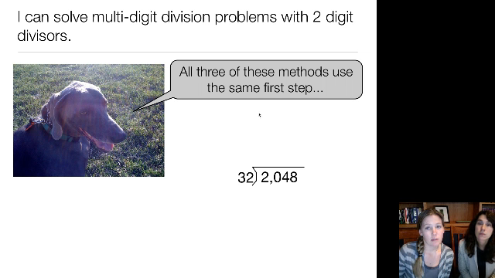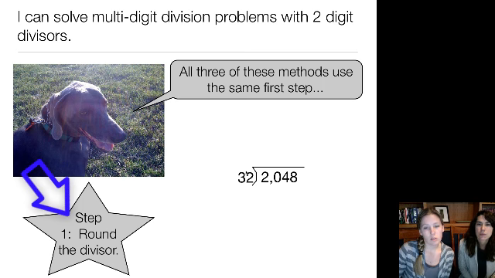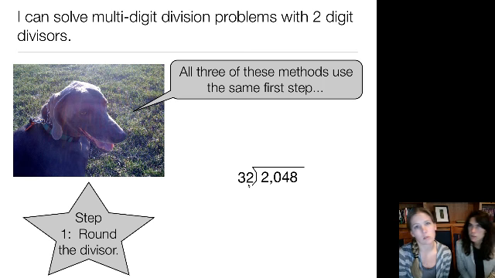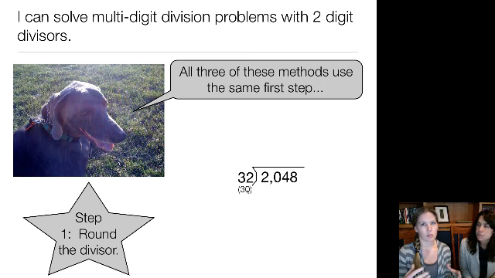The first step is, if you have a problem like this, 2 digits, that is kind of scary when you look at it. The first step is rounding the divisor. If you look at 32, we're going to round that to whatever the closest 10 is. So 32, is that closer to 30 or is it closer to 40? Hopefully y'all know 32 is closer to 30. So we are going to use this little estimated number 30 to give us a ballpark for where we're going to start.